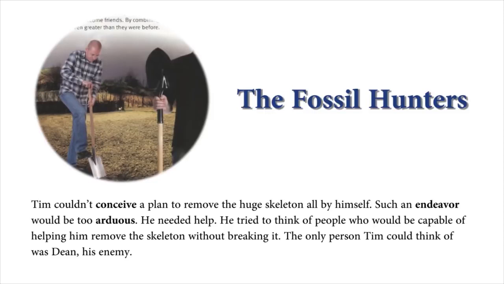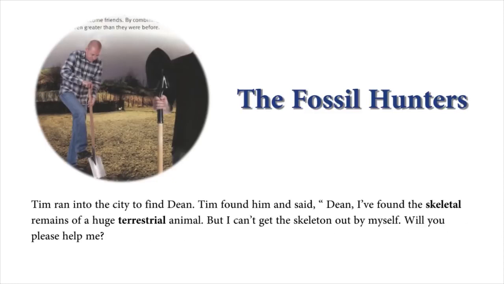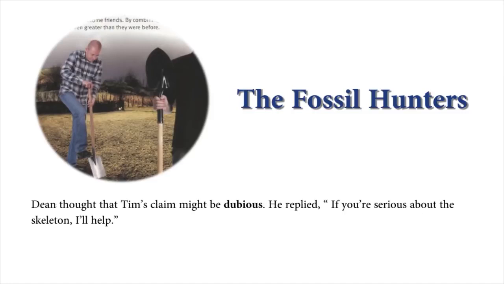He needed help. He tried to think of people who would be capable of helping him remove the skeleton without breaking it. The only person Tim could think of was Dean, his enemy. Tim ran into the city to find Dean. Tim found him and said, "Dean, I found the skeletal remains of a huge terrestrial animal, but I can't get the skeleton out by myself. Will you please help me?" Dean thought that Tim's claim might be dubious. He replied, "If you're serious about the skeleton, I'll help."